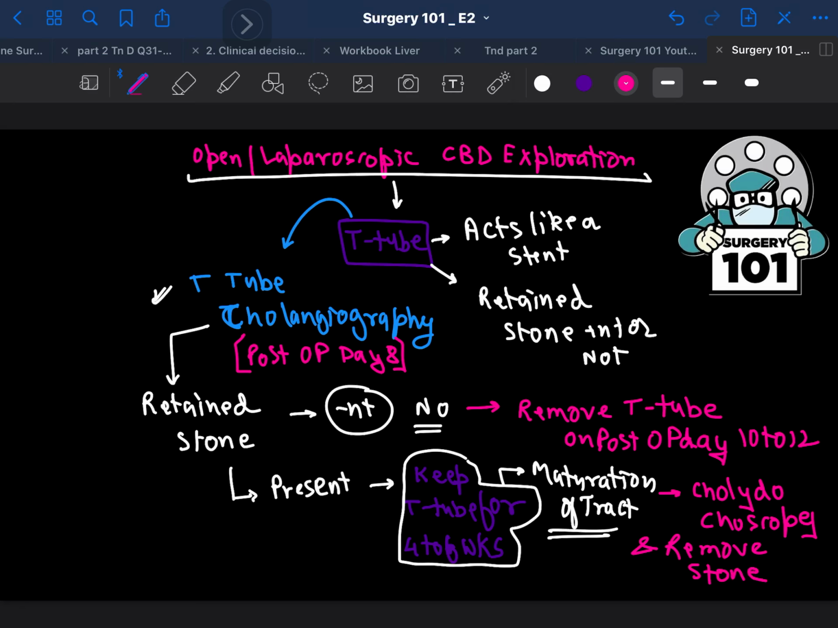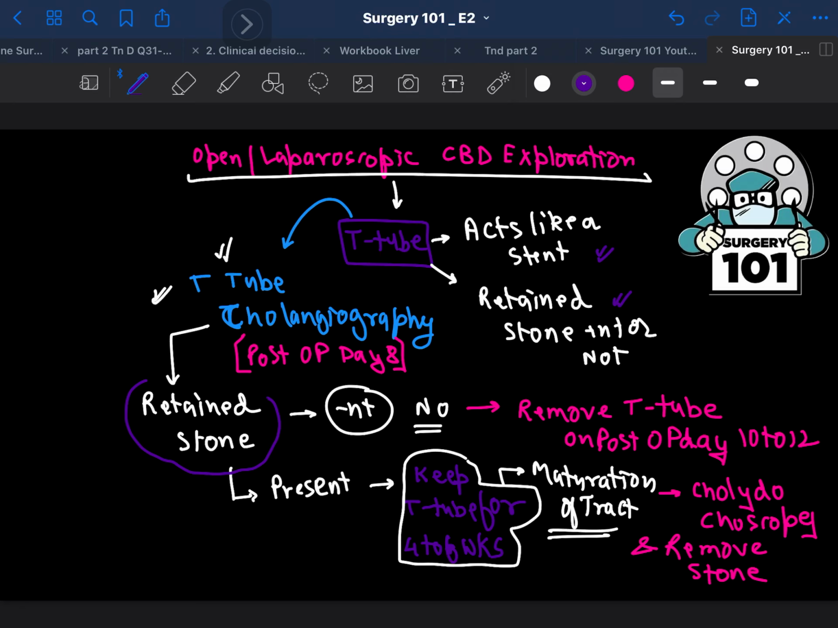So this is how you basically manage a patient if you're going in for an open or a laparoscopic CBD exploration. You put a T-tube. Why do you want to put a T-tube? Because it will act like a stent, and you want to look for any retained stone. For the T-tube, you perform a T-tube cholangiography on post-operative day 8. When you perform it, what are you looking for? You're looking for any retained stone.